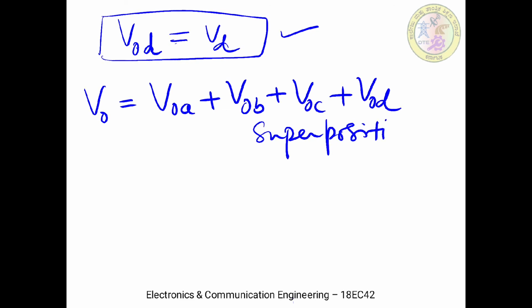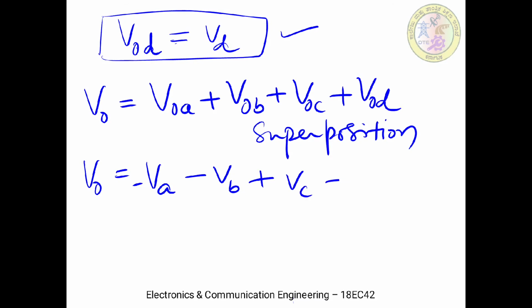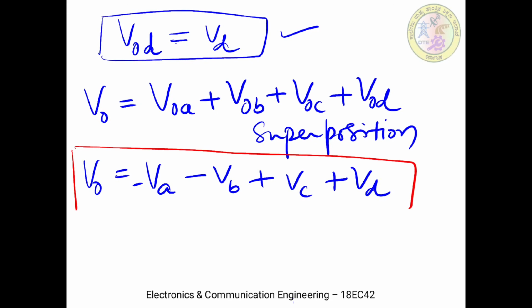Total output will be equal to the sum of outputs with the individual inputs. So VO will be equal to VOA minus VA, and VOB is minus VB plus VC plus VD. Okay. So this is the final output voltage in case of summing action using a differential amplifier.